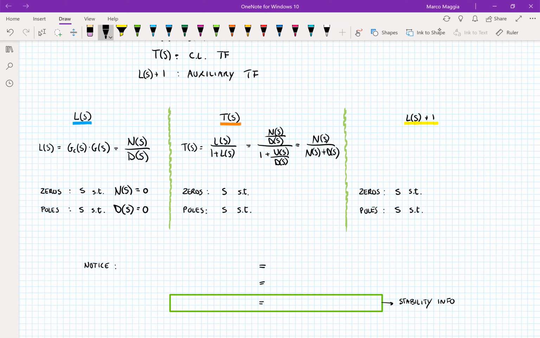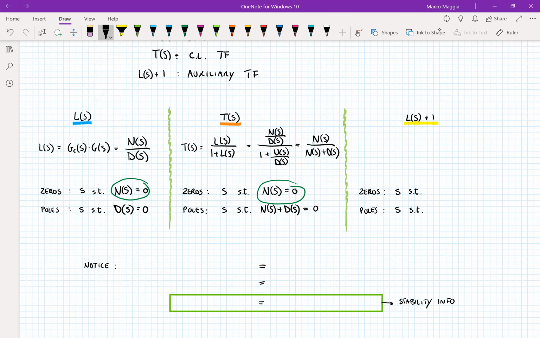So what are the zeros of the closed loop transfer function? Once again, they are the solutions of the numerator, so N of S equals 0. You already see that the zeros of the loop and the closed loop transfer functions are the same because they are both the solutions to the same equation. What about the poles of the closed loop transfer function? Well, we have to solve the denominator, so N of S plus D of S equals 0.